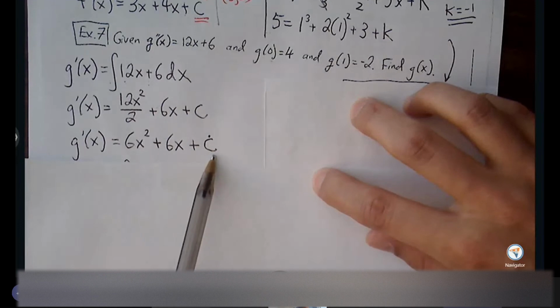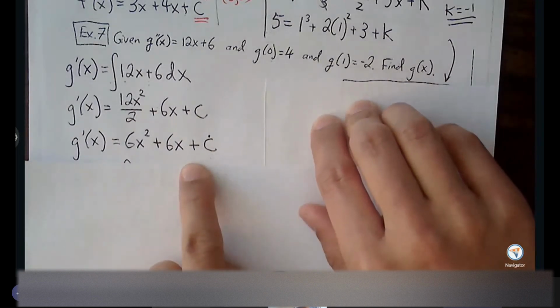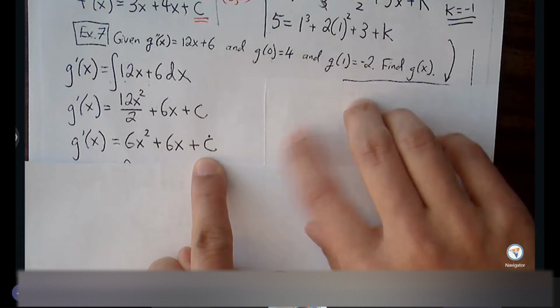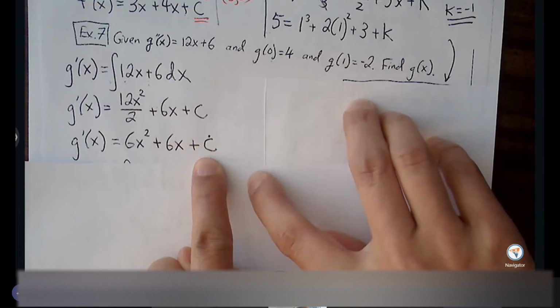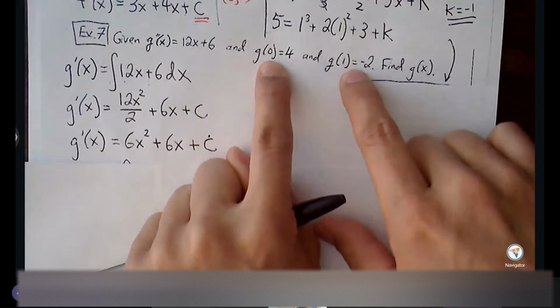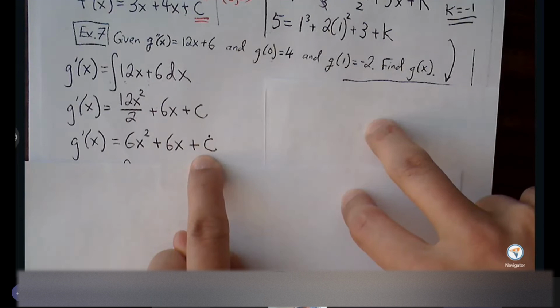I eventually want to solve for c, but can I solve for c at this point? Do I have an ordered pair that I can use here? No. Not yet. We have 2 ordered pairs, but they're both sitting at the g of x level. So what that means is we've got to hold on to this c a little bit longer than what we had to do in the past.